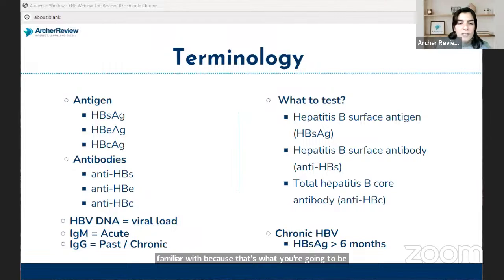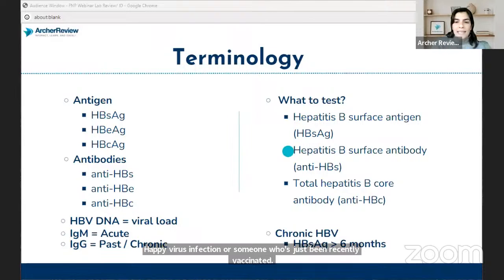That surface antigen, so your Hep B surface antigen, that's again the viral protein. So the Hep B surface antigen is also what's getting injected in the person when they get a Hep B vaccine. So that can be positive in someone who has an active Hep B virus infection, or someone who's just been recently vaccinated. So that's going to be your surface antigen.